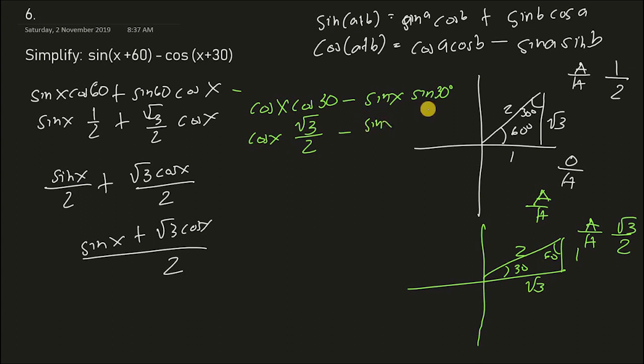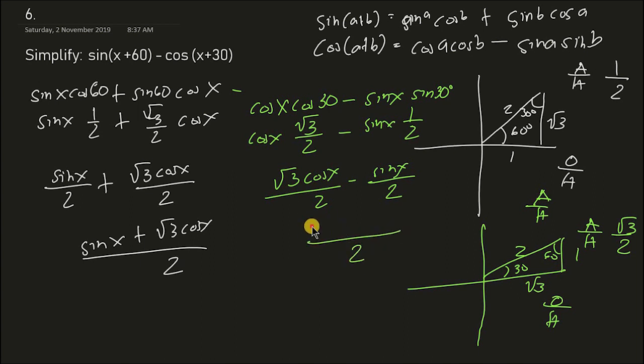We cannot do something with that. Sine 30 degrees is opposite over hypotenuse. Opposite of 30 is 1. Hypotenuse is 2. So let's simplify it. So that would be square root of 3 cosine X over 2 minus sine of X over 2. And again, we make them into one term. So that would be equal to 2 square root of 3 cosine X minus sine X.